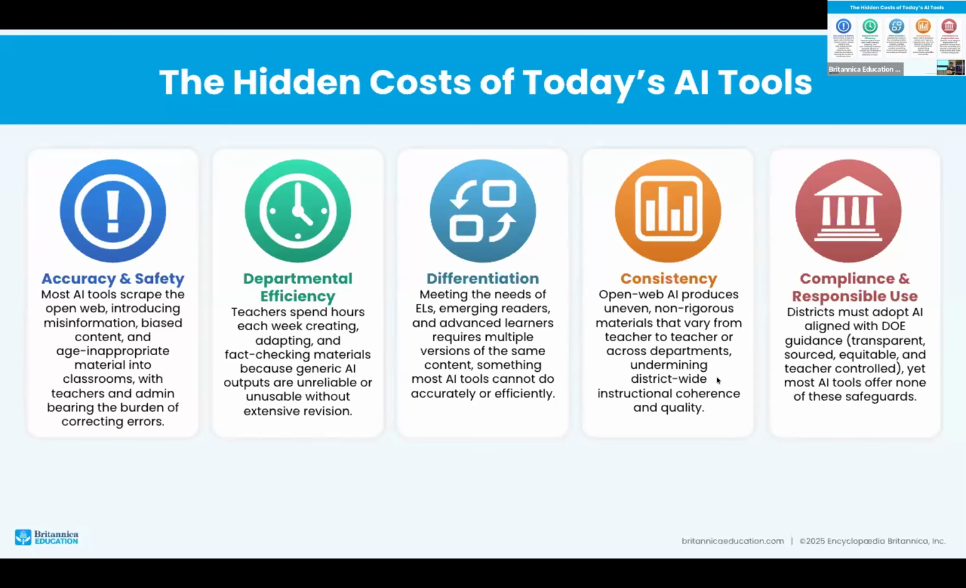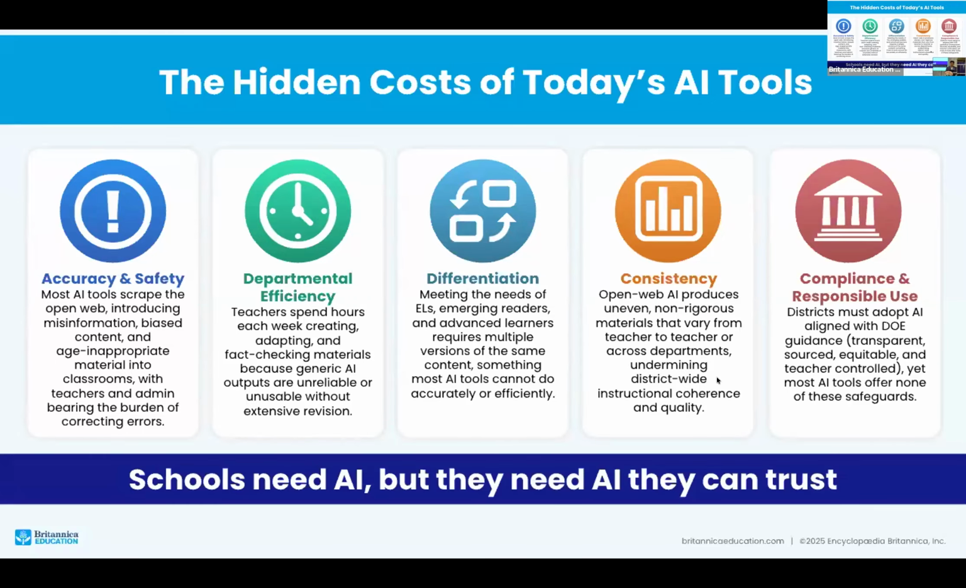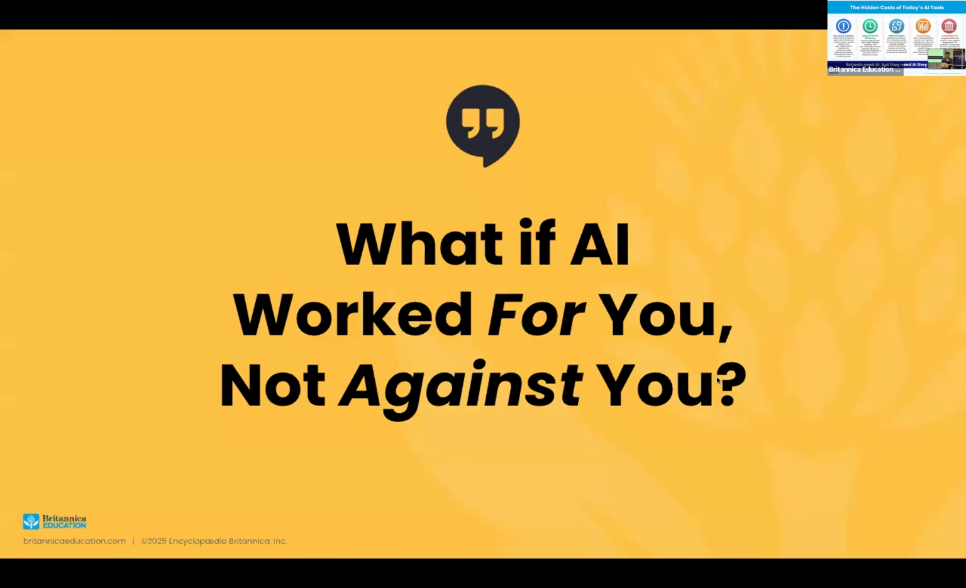And then, of course, compliance. With more and more AI use, there's going to be more policy governing how AI should be used. A lot of the schools have this same agreement: schools need AI, but they need AI they can trust. But what if AI worked for you, not against you?